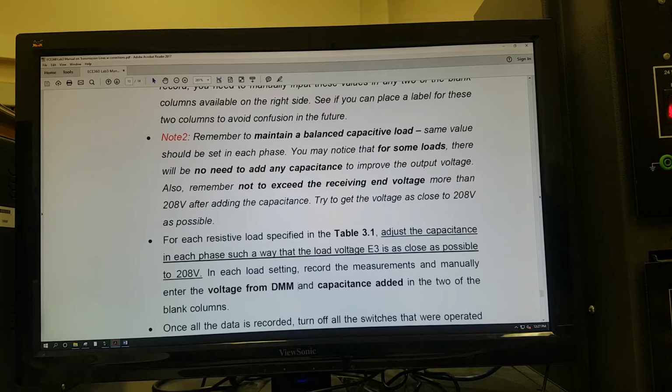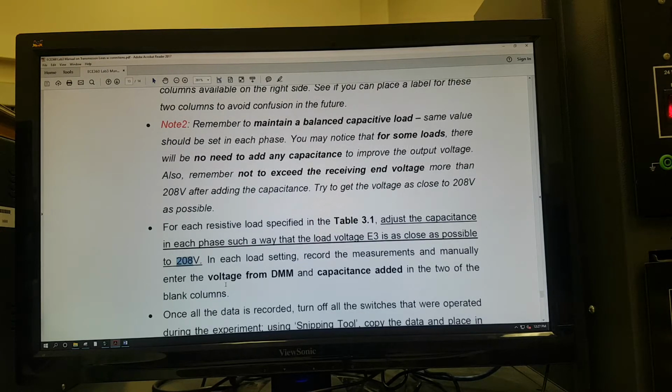What happened, as you saw in the previous experiment, is that as we increase the load, E3 was decreasing. So now by adding capacitance, we are trying to boost the secondary voltage and match it with E1. E1 is the sending-end voltage. So that is 208 volts we are expecting. That is what we are trying to do.